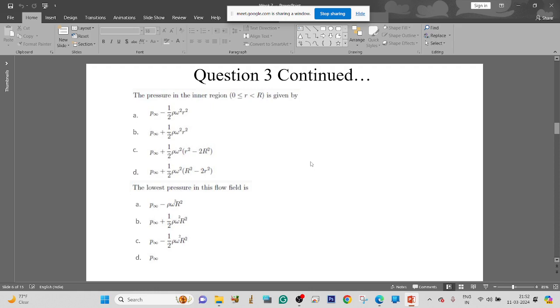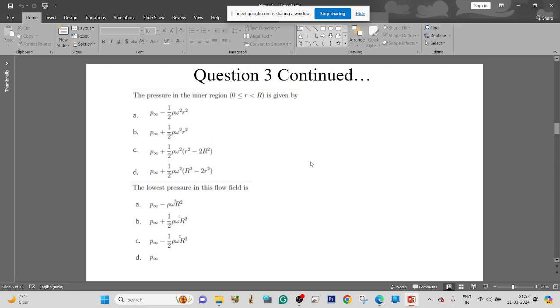In equation 1, for the outer region also, we'll put small r is equal to capital R, P is equal to P naught. Then we'll equate both of the pressures, because both will be the same at the point small r is equal to capital R, right? From that we'll get the constant, and we'll put that constant value in the inner region equation. So we'll get the equation then. You understood, right? What I want to say.